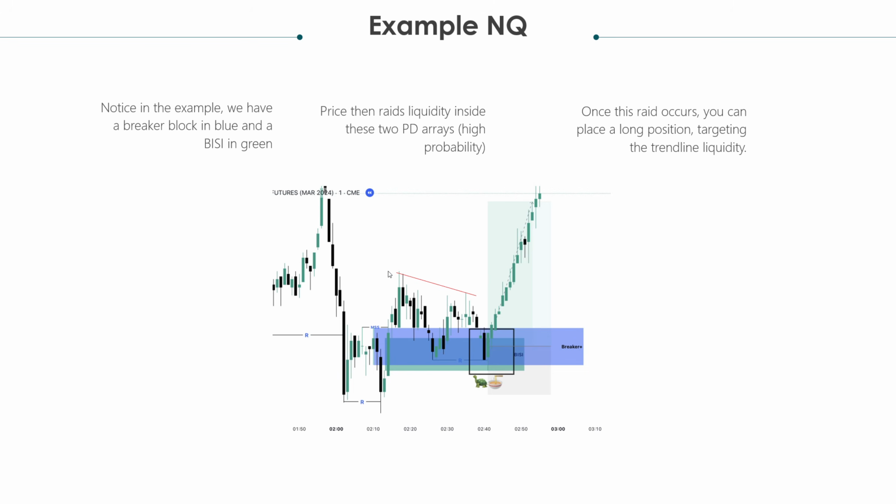And then notice here we form all this trend line liquidity. Then price raids this swing low. You've got a clear buy side target, right? At minimum, you're going to take out this liquidity. And now you've got multiple PD arrays that should be supporting price.